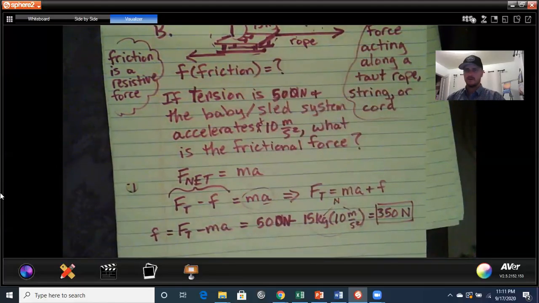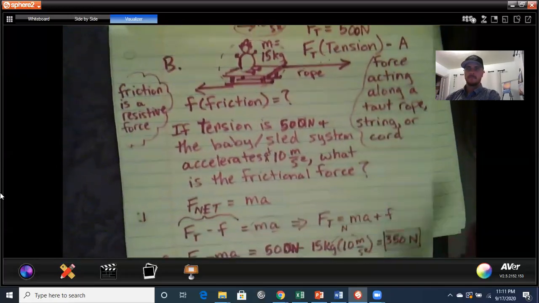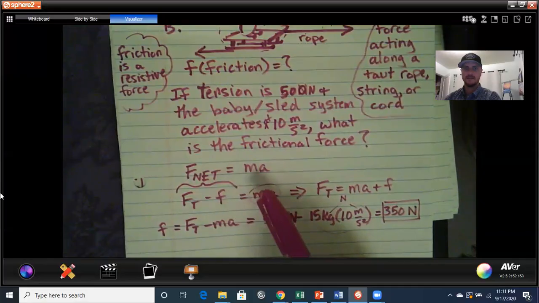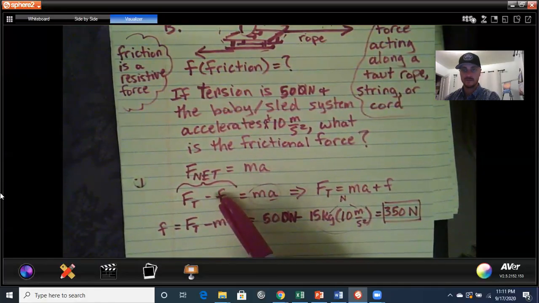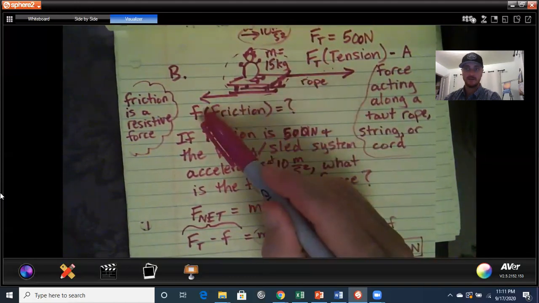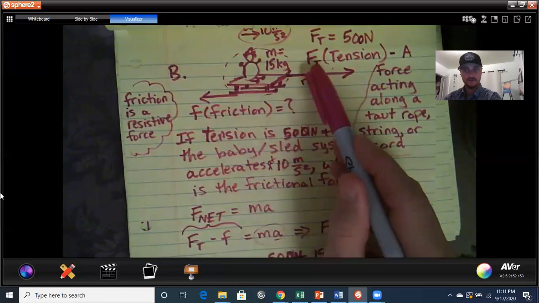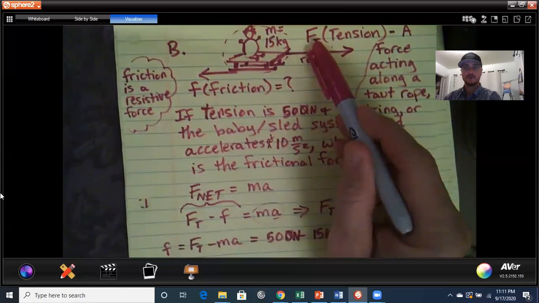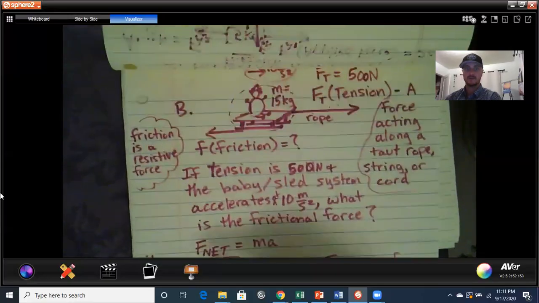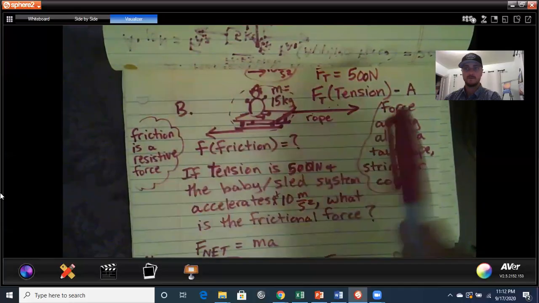Okay, so you got introduced to a new force, tension. You also got to see your first F net problem where I didn't give you acceleration, and instead we had to solve for one of the missing forces. How did we know that this force was bigger than friction, and therefore this force, which is bigger than friction, should be written first? How did I know this force was bigger than friction? Because I was accelerating which direction? To the right.